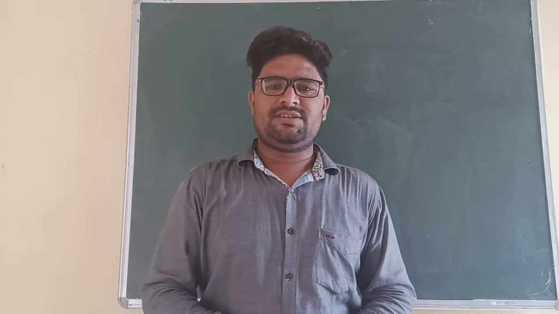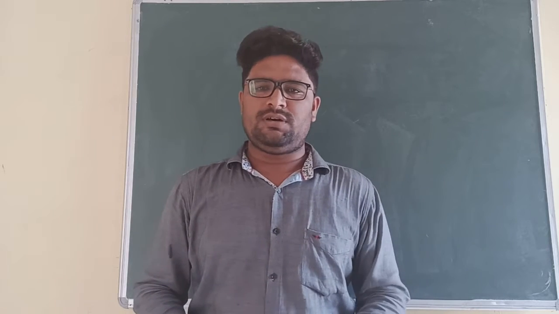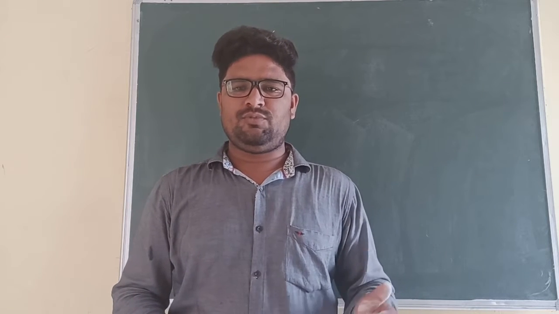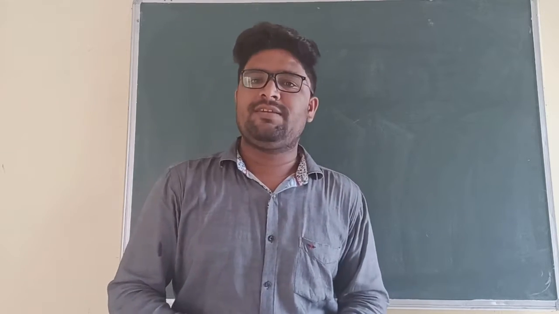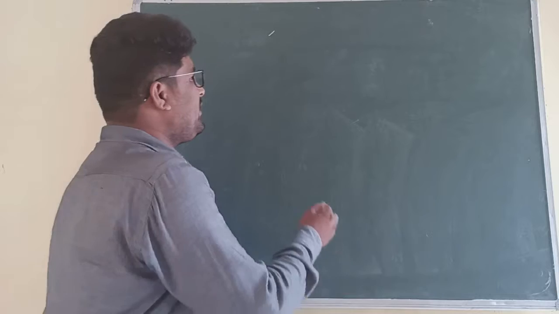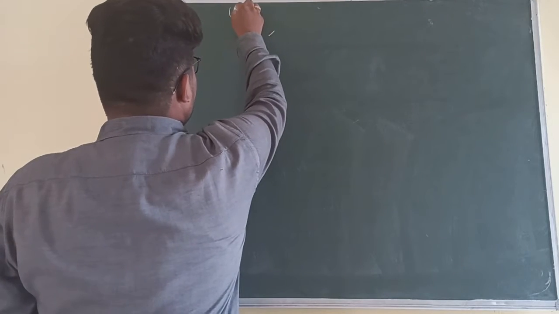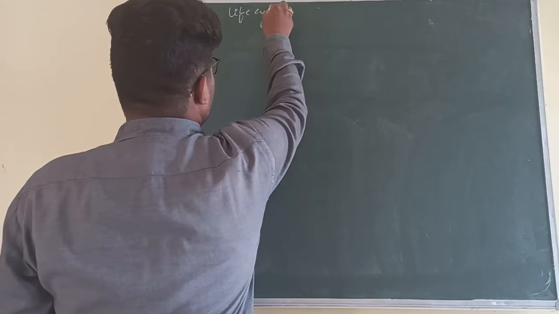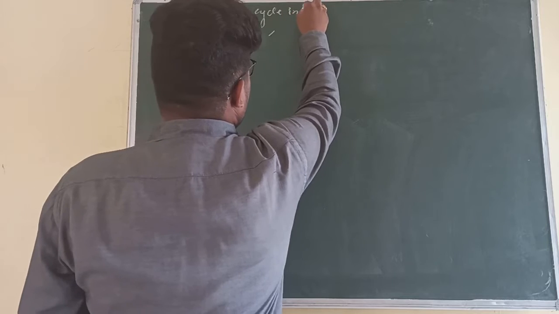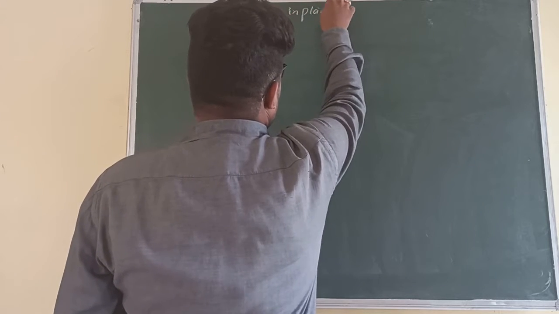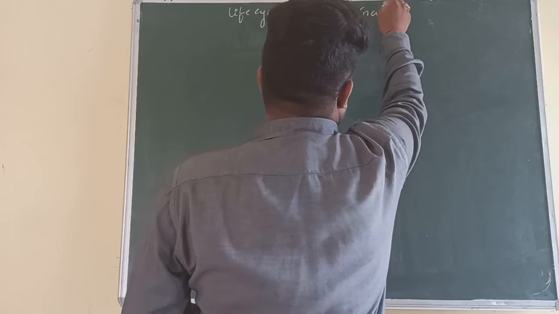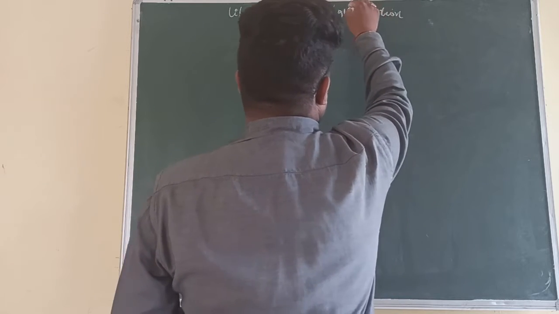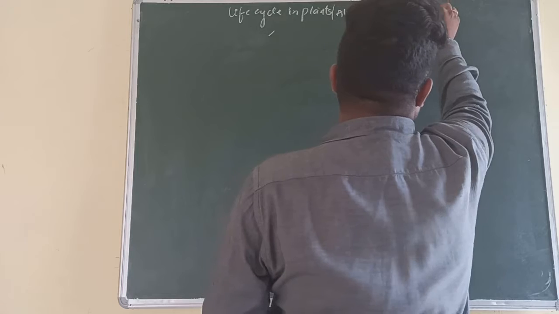So in the last few lectures we have completed up to the bryophytes, gymnosperms and angiosperms also. And today what we are going to study is a very important topic, and that is life cycle in plants. Life cycle in plants, also known as alternation of generation.